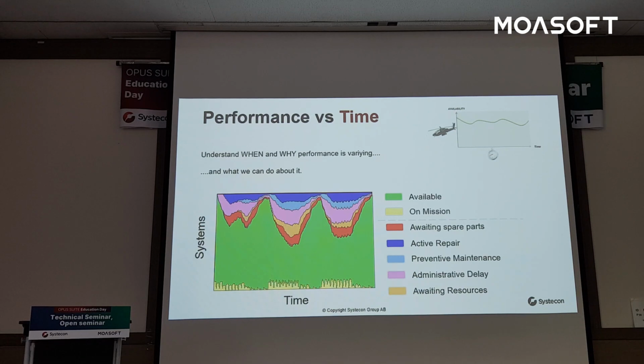The dark blue part here shows us how many systems are in active repair, meaning that we're actually doing something on the system. They might also be stopped for other reasons, such as preventive maintenance or administrative delays or simply waiting for other resources. So this is a typical outcome from the simulation, showing us over time how many systems there are in the different states that we see here on the right.